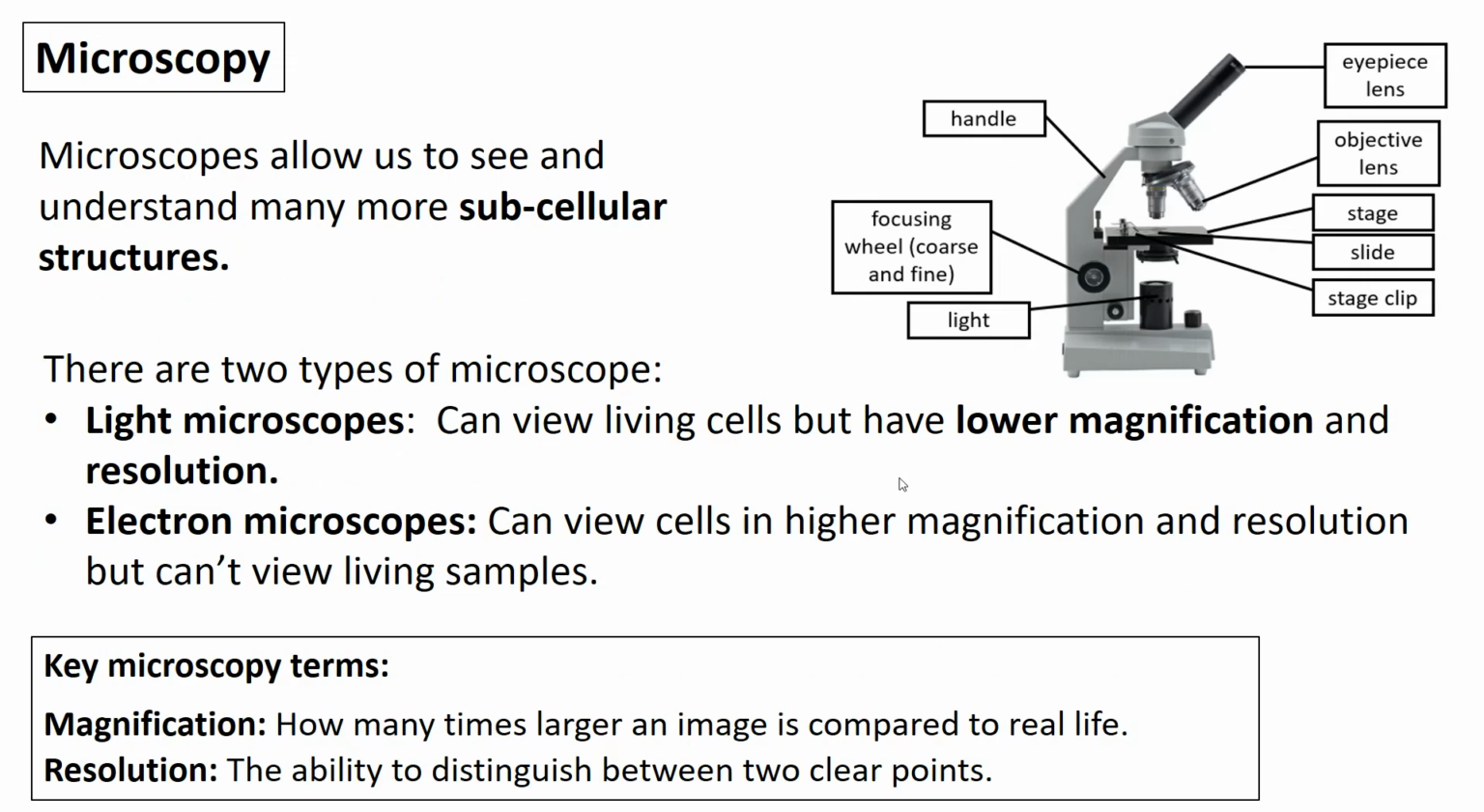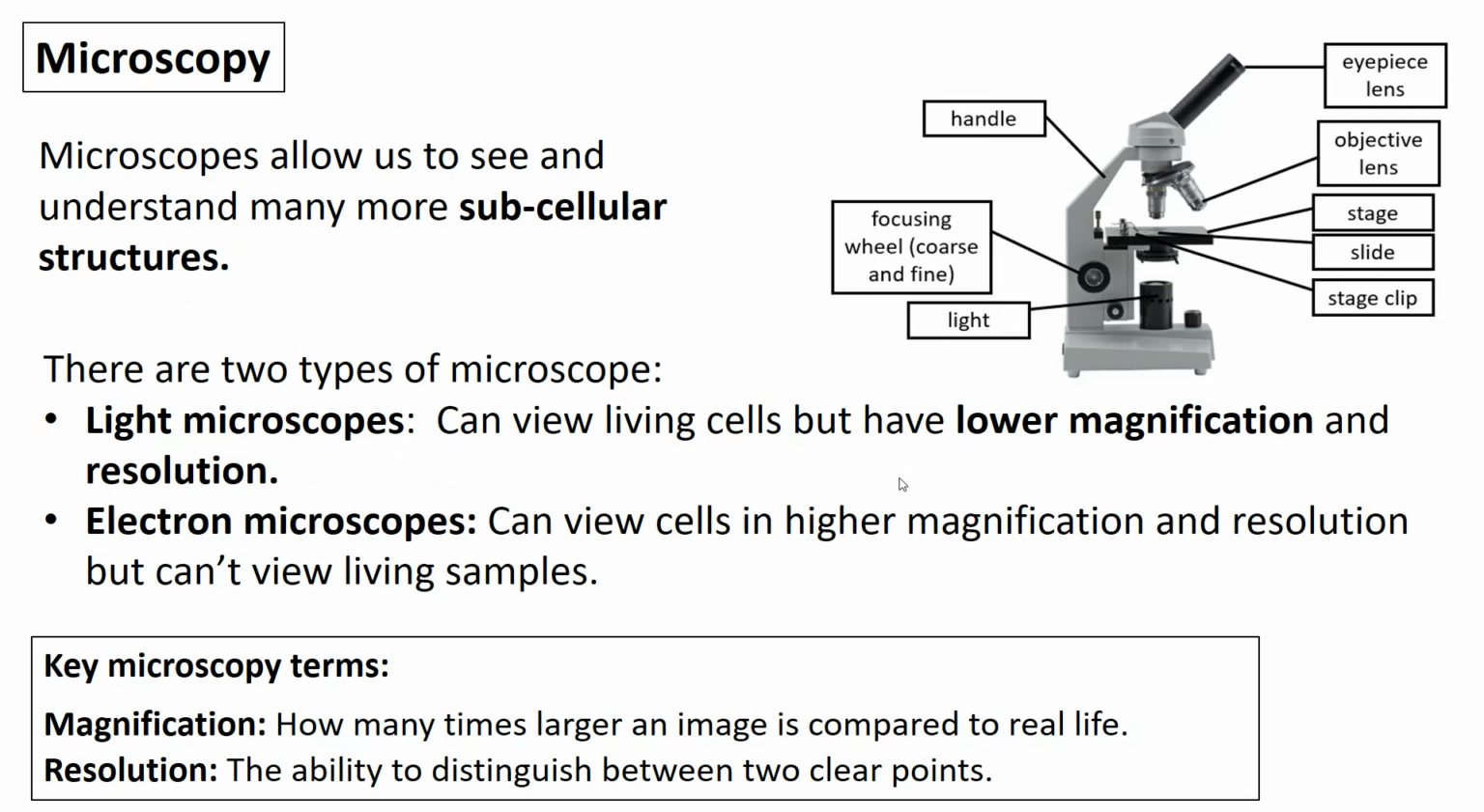We can see cells using a microscope, and there's a diagram of a microscope there with all the key parts labelled. The most important things to remember about a microscope, which enable you to use it, are the eyepiece lens. That's where you look down. That contains a lens with a magnification. The objective lens, that's also got a lens with a certain magnification, and they can be changed and rotated. You've got the stage where you put the specimen, you've got your light, which passes through the specimen, and you have your focusing wheel, so you can clearly see the images that you're looking at.